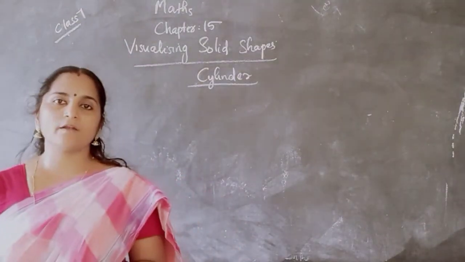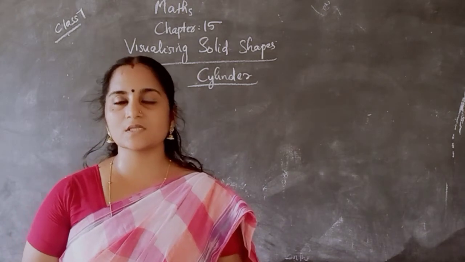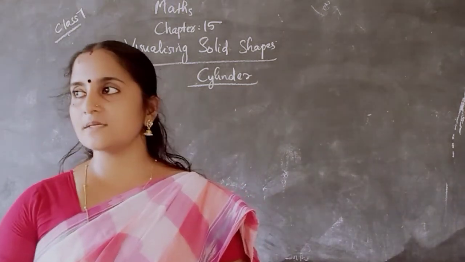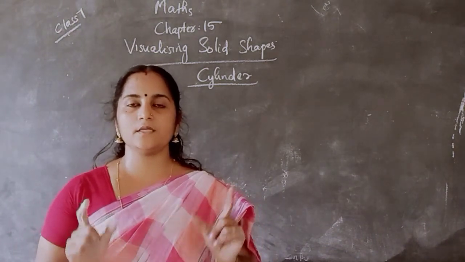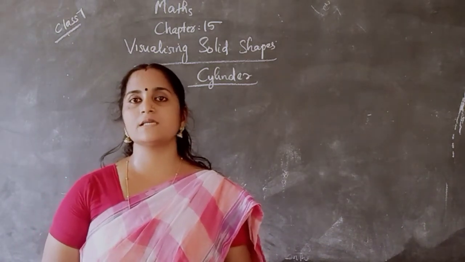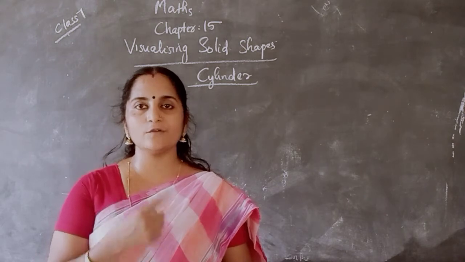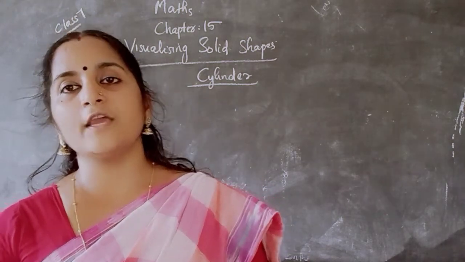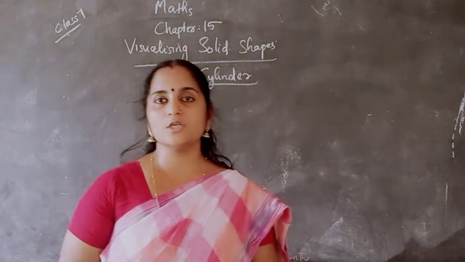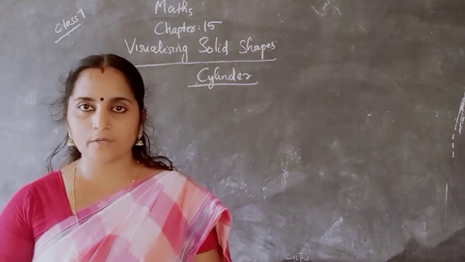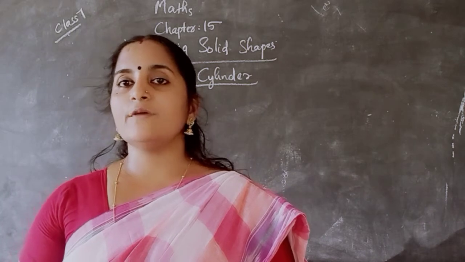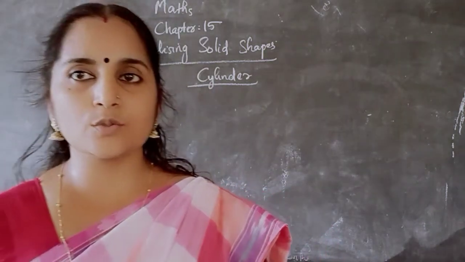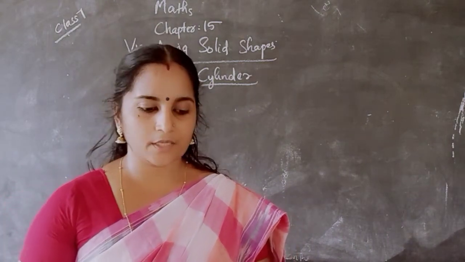Next solid figure we discussed is cylinder. Cylinder means, the simple example is a pipe. How many faces are there? One curved face, and on the top and bottom we have 2 circular shapes. So for a cylinder, 3 faces are there: one curved face and 2 circular shapes.